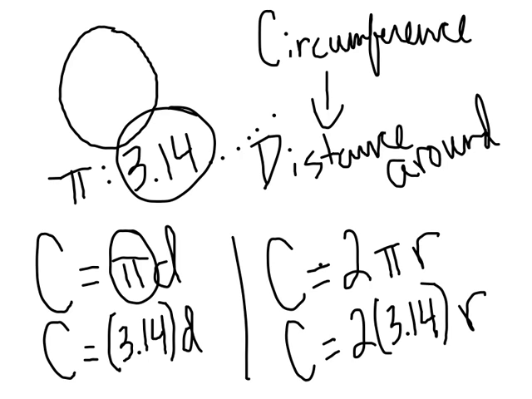Now again, you can use either formula. It will help you find your circumference. But obviously, if you have the diameter, you need to use the diameter. If they give you the radius, you have to use the radius. So let's look at an example. By the way, these are all calculator problems.